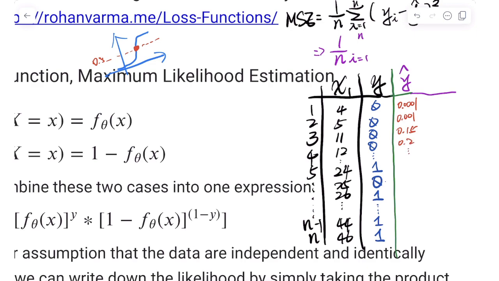Because that value is lower than 0.5, so we output the value as 0. And so on and so forth. So if the value is very large, for example, the output value should be 1.